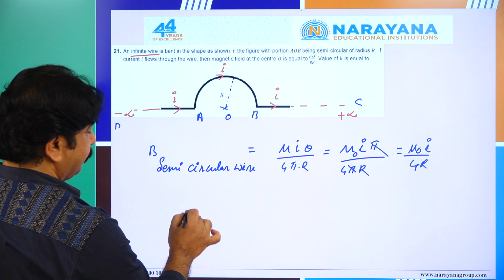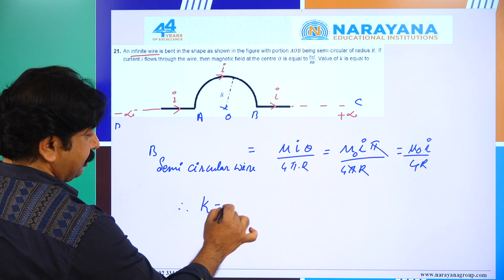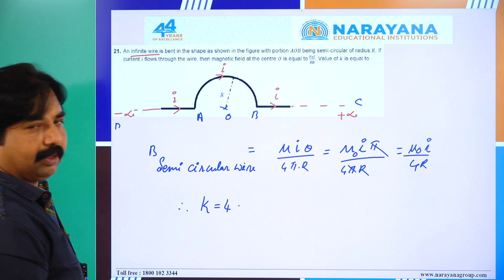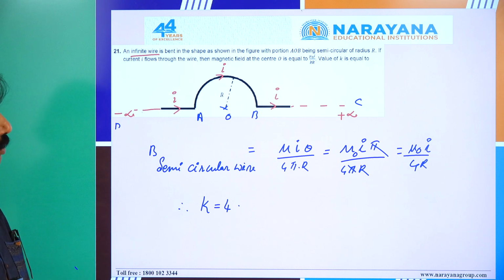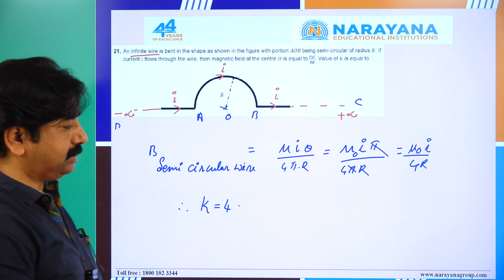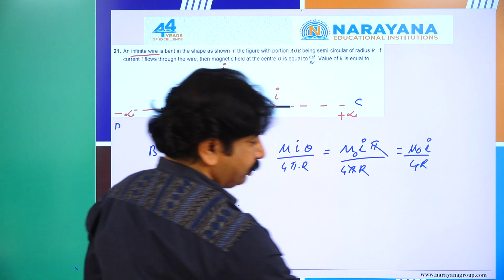Therefore, we know K is equal to 4 only. This is a numerical question, an integer question only. So K is 4. Now we are going to the next question.